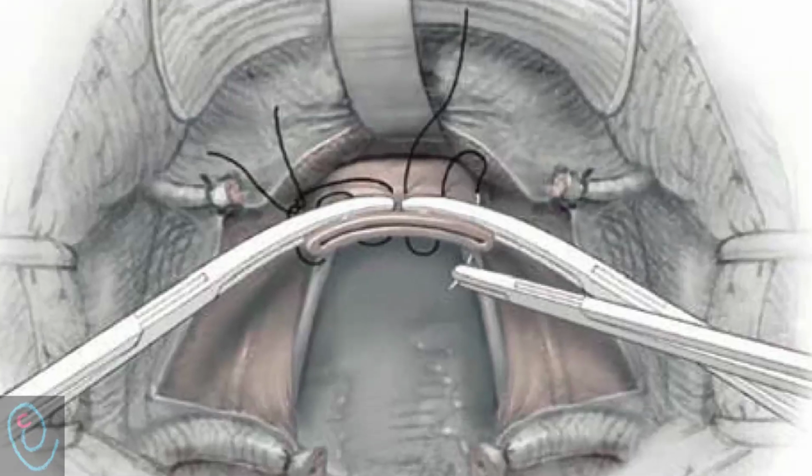Transfixing sutures are placed below the clamps, and the clamps are then removed. And a delayed absorbable suture may be placed to suspend the vaginal apex to the uterosacral ligament pedicle on either side.